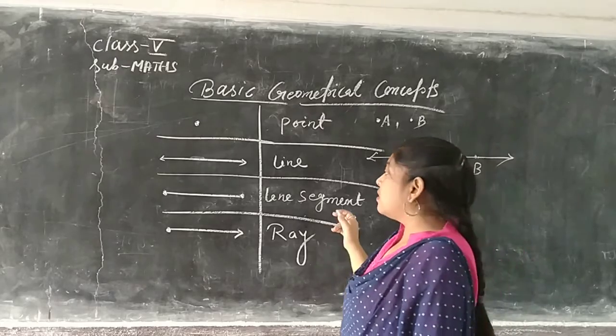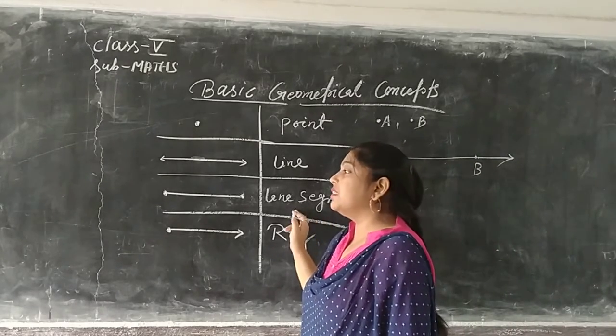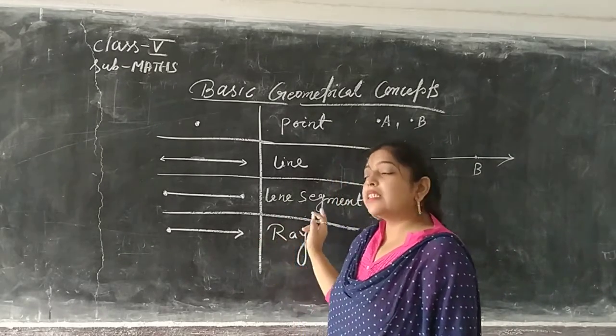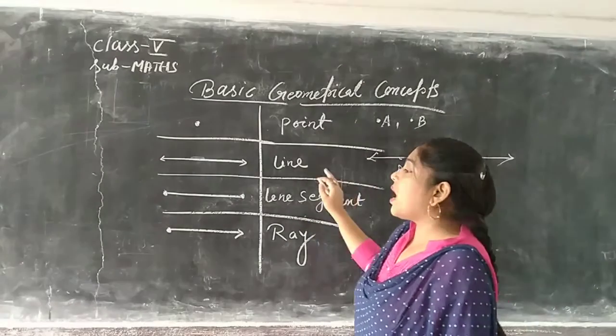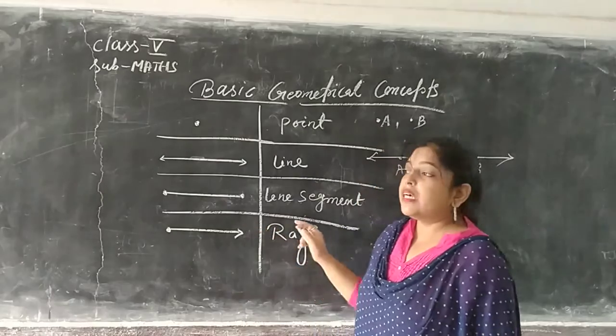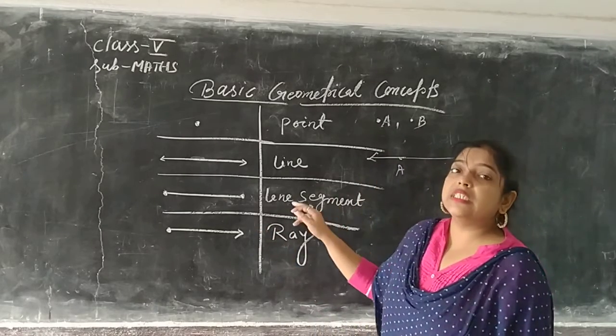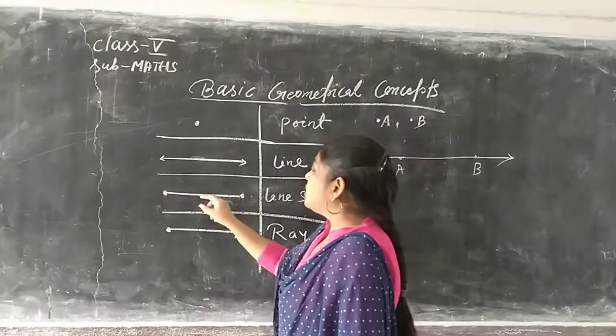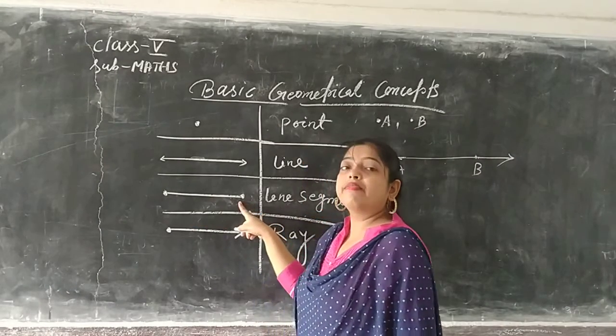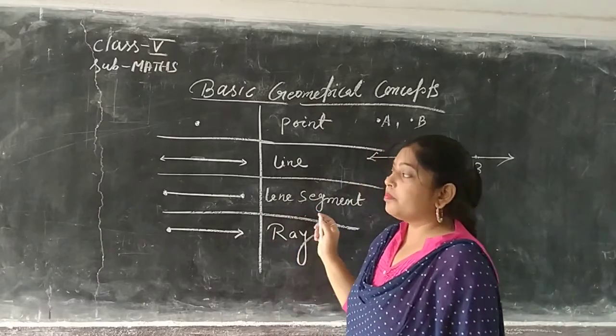The next is, what is a line segment? A line segment is also a part of a line, but it has two end points. It has a definite length. So this is the symbol of the line segment.